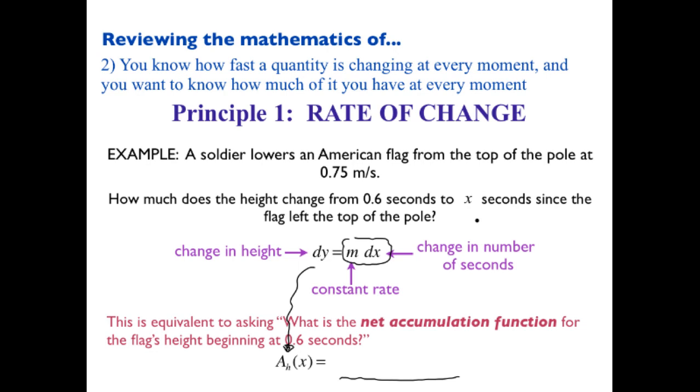Okay, so what is m? Negative 0.75. Does it change? No, it's a constant rate, right? So it's coming down at negative 0.75 meters per second. So then what's left is dx. What is our change in the number of seconds if we are calculating the net accumulation starting from 0.6 seconds to x seconds? Yes, sir.